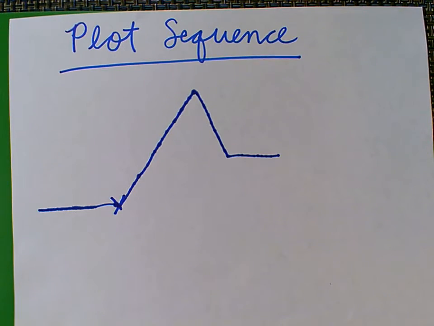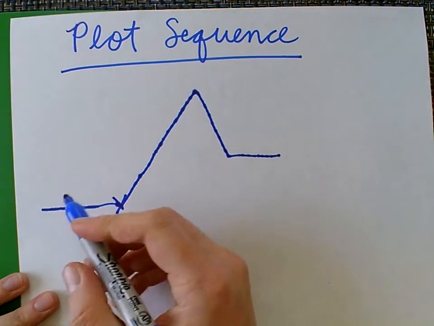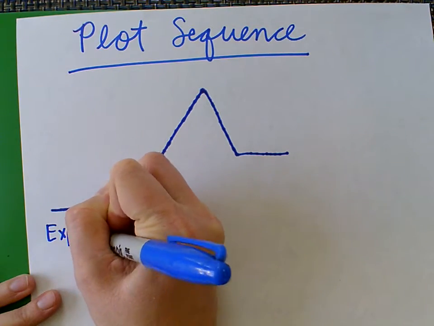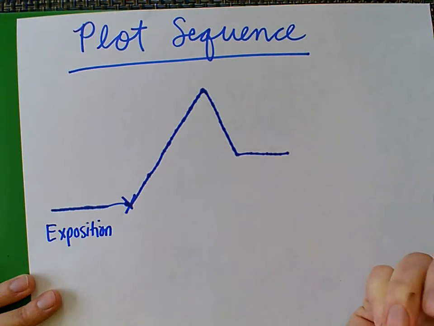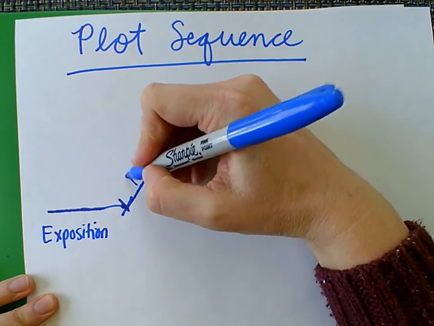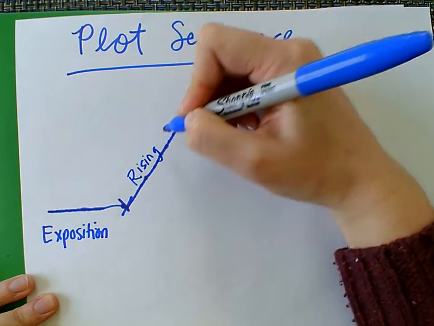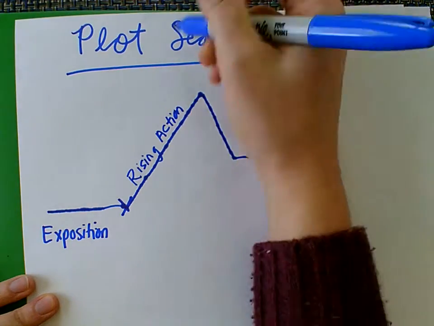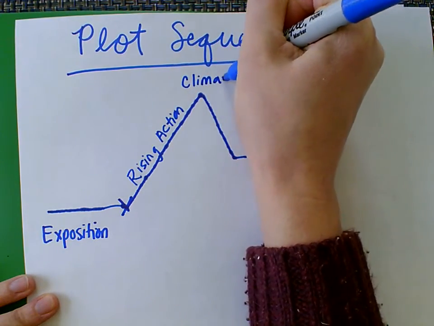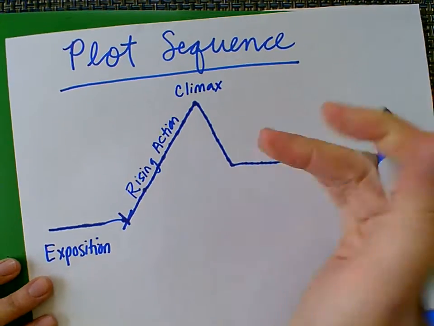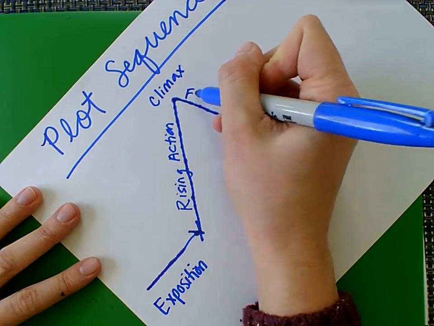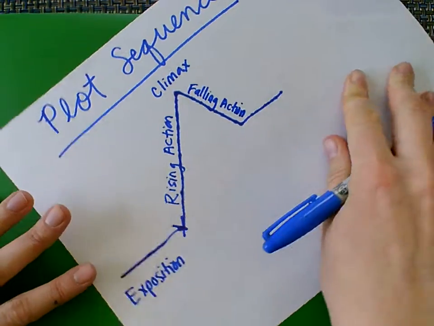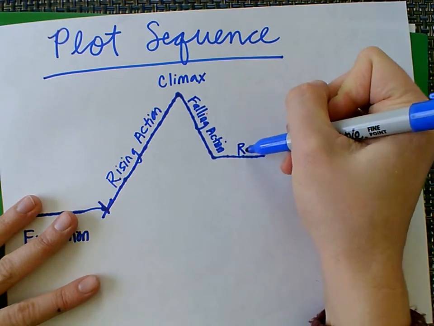That plot sequence, each of those pieces has a special name. This beginning part where we're meeting the characters is called the exposition. Then we have our rising action. Then this turning point is called the climax. Then the falling action. And then, of course, the resolution.